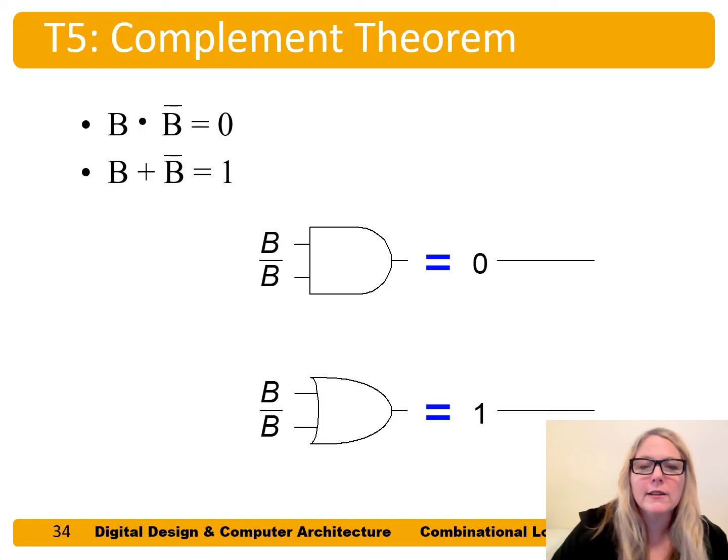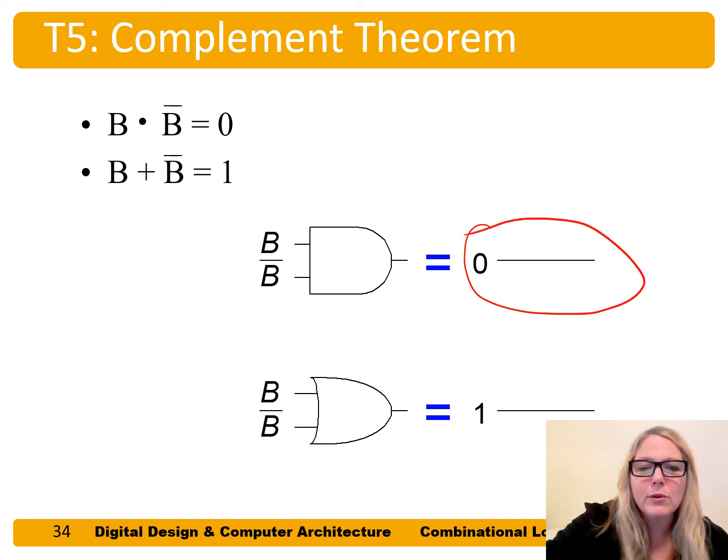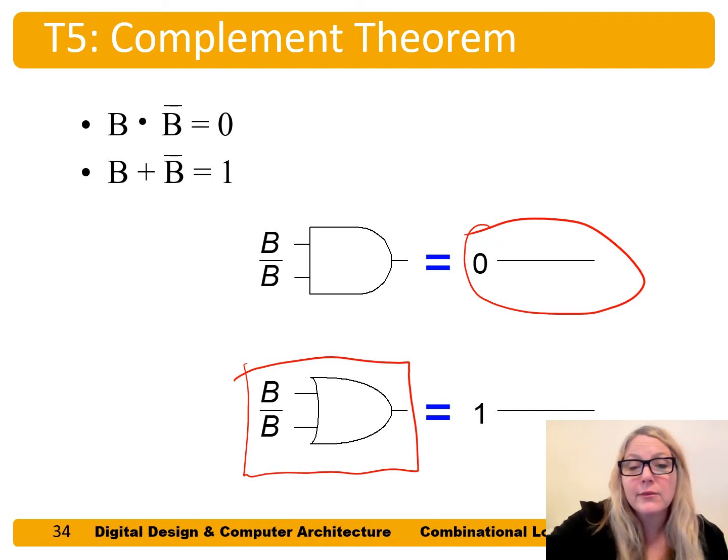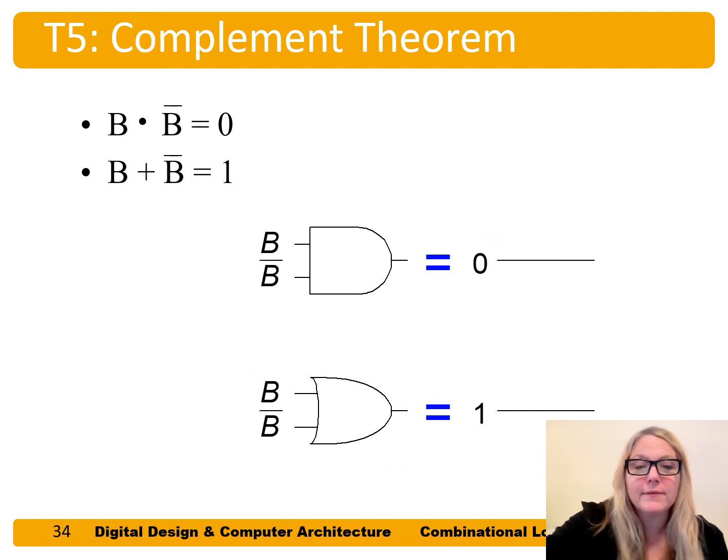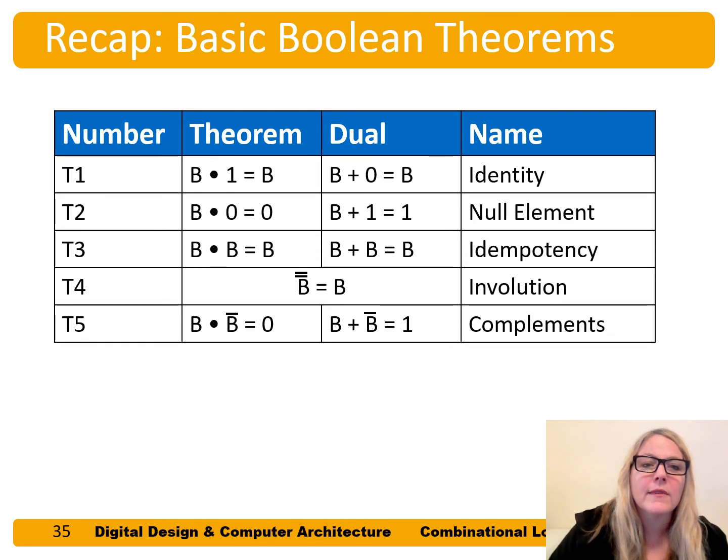B and B bar is 0 because one of those inputs is going to be 0 no matter what. B or B bar, if we OR complements together, we get a 1 because one of those inputs to that OR gate is 1 no matter what. So here are our basic Boolean theorems. These are theorems of one variable: identity, null element, idempotency, involution, and complements.